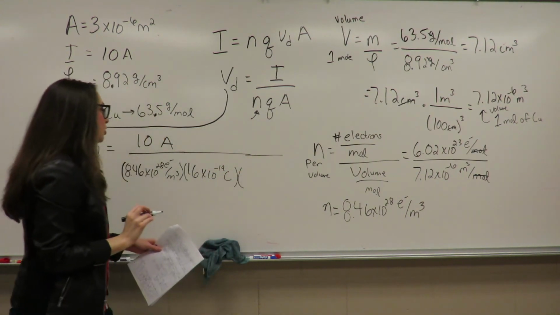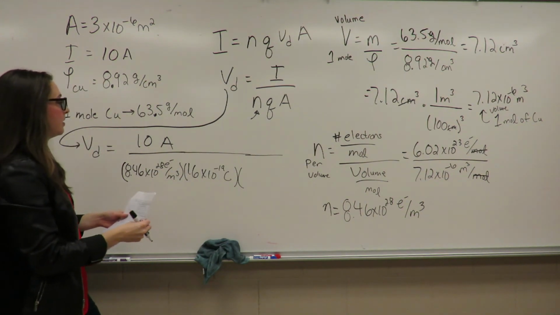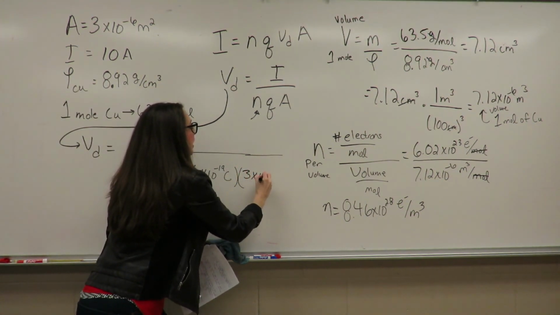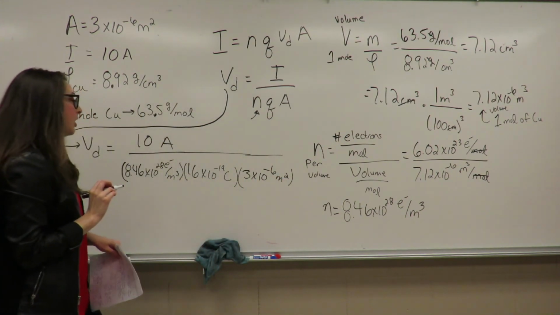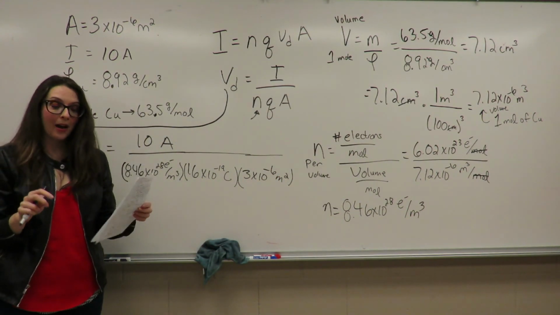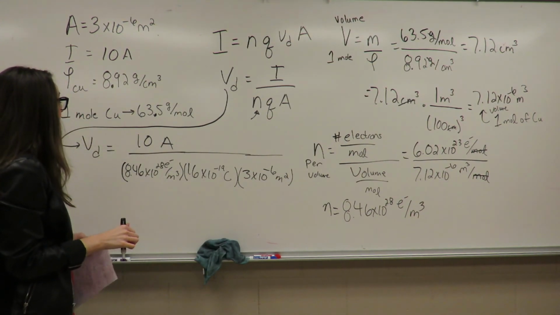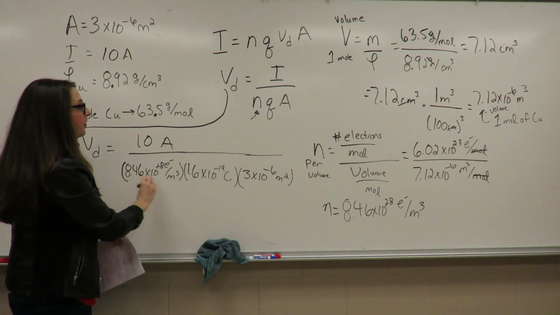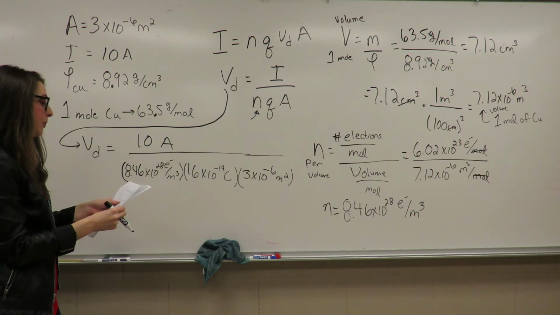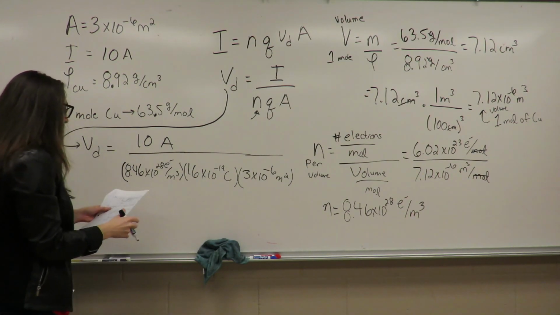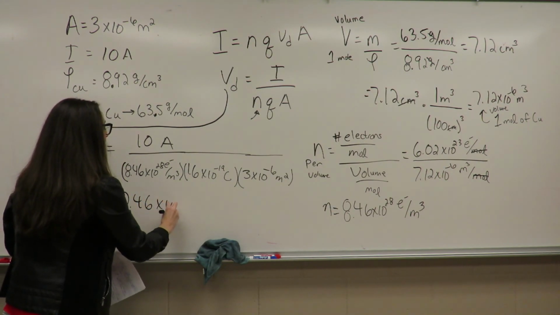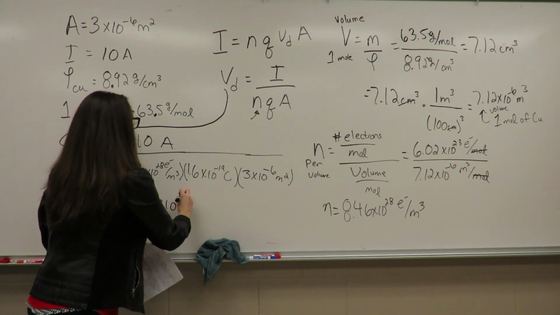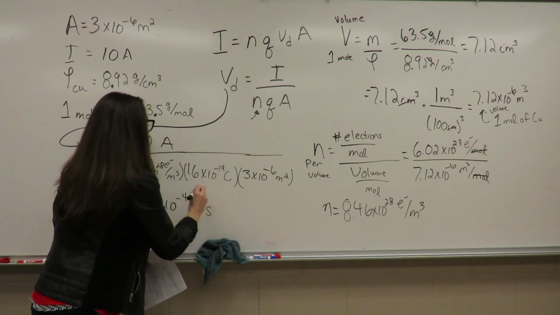And then my cross-sectional area, which was given to us here, is 3 times 10 to the minus 6 meters squared, the cross-sectional area of our wire. Okay. So then, 10 amps divided by all of these quantities multiplied together, we find that the drift velocity is equal to 2.46 times 10 to the minus 4 meters per second.